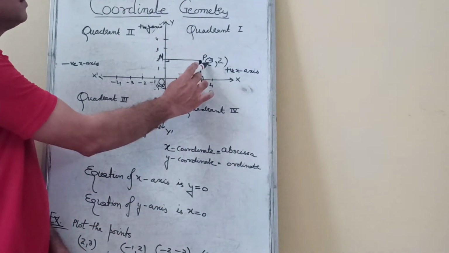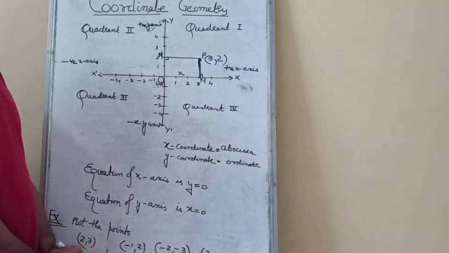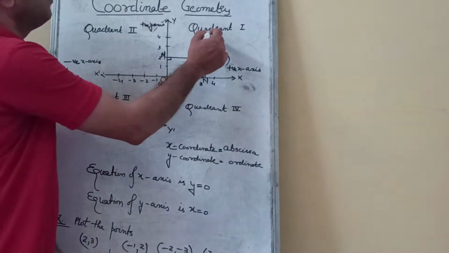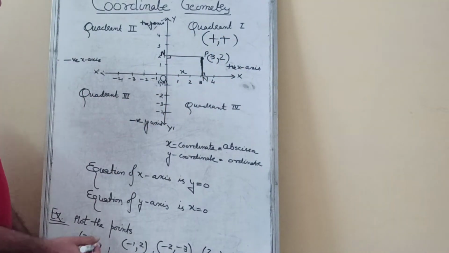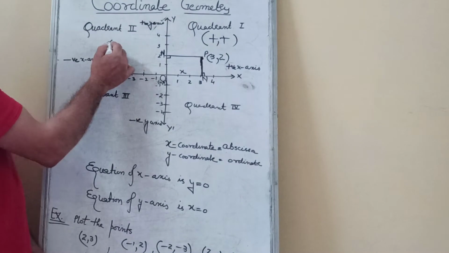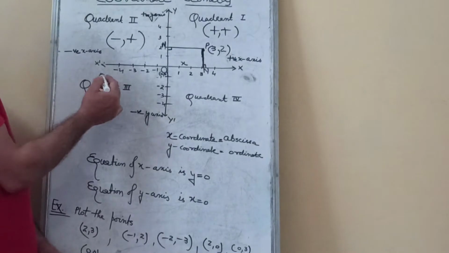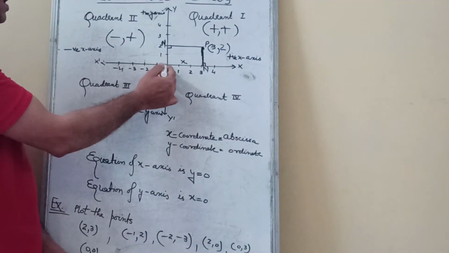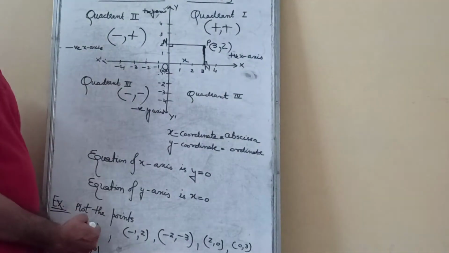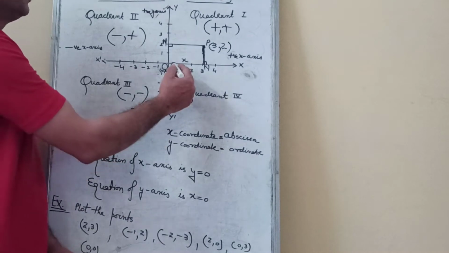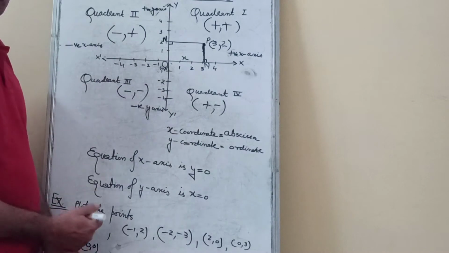This x coordinate is also called abscissa and this y coordinate is called ordinate. Now in the first quadrant, both the values of x and y are positive, plus plus. In the second quadrant, the value of x is negative and the value of y is positive. In the third quadrant, the value of x is negative and the value of y is negative. In the fourth quadrant, the value of x is positive and the value of y is negative. So these are the four quadrants.